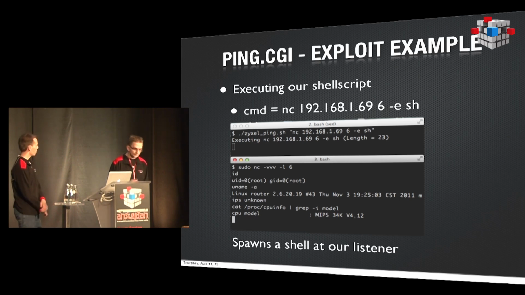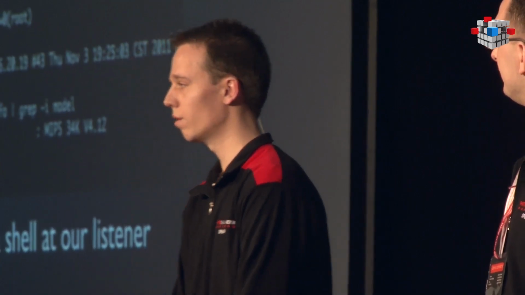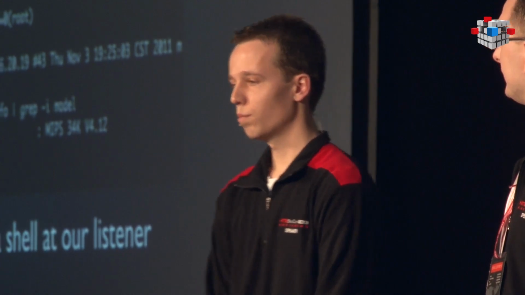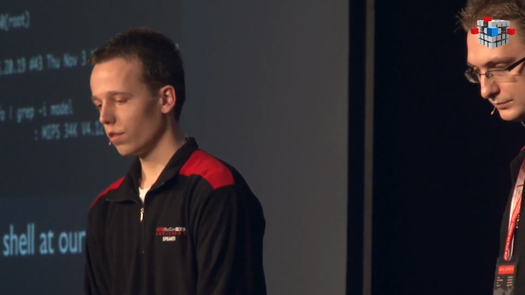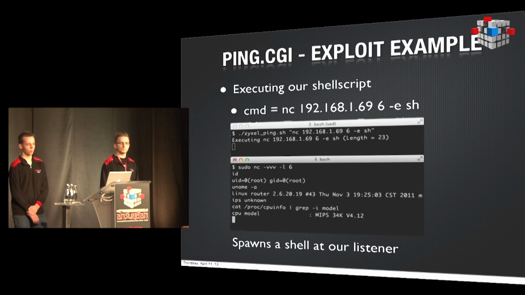And we enter a couple of commands. First one you can see, okay, we're root. The second one you can see that it's running a Linux kernel, version 2.6, pretty old one actually. So there might even be a kernel exploit available for this kernel. But yeah, we don't need that because we're already root. And in the last command output you can see that this device is based on a MIPS architecture.